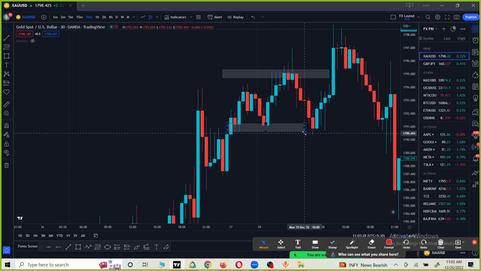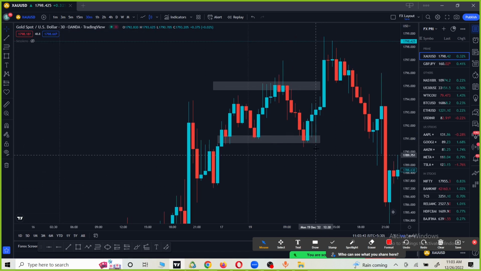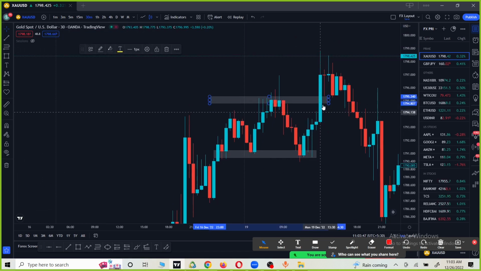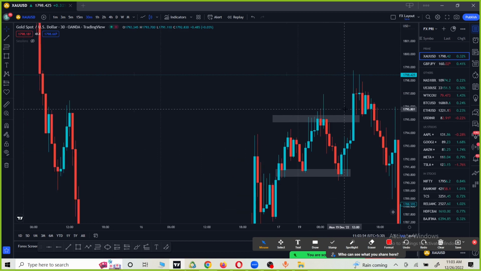So what I'm waiting for: this 30-minute candle closed below this support. The candle definitely closed below the support, but the next candle did not break the low of the previous candle, and that's why I should not enter the trade. Anyways, the price is ranging here, and now the candle closed above the resistance. It's a little bit tricky.